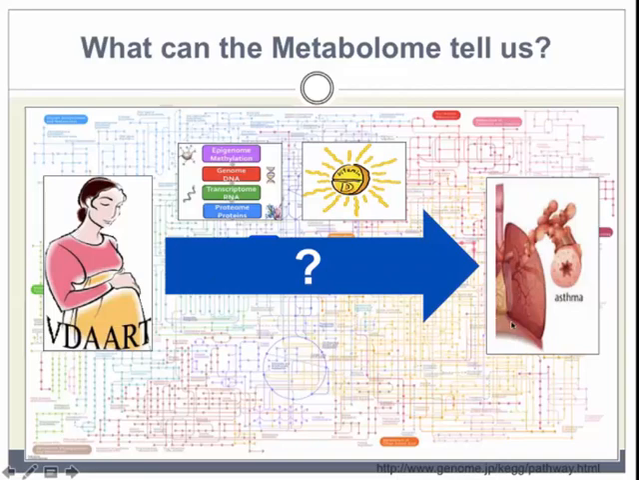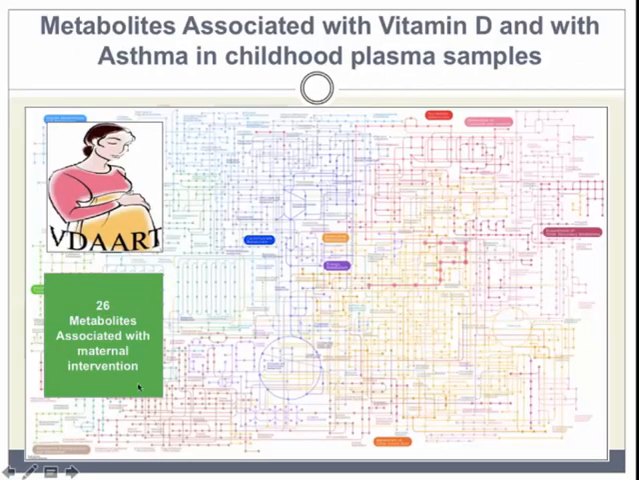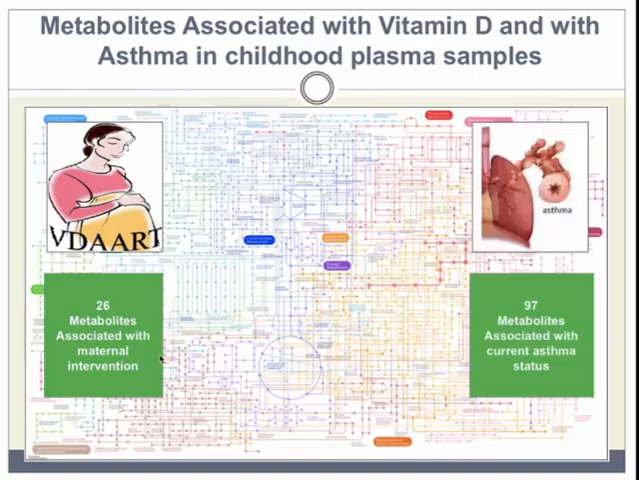So how would we even go about doing this? Well, the first way we went about doing this is really just asking the question, what metabolites are associated with the intervention of vitamin D during pregnancy? And what we saw was there were 26 metabolites associated with this maternal intervention. And can we identify metabolites that are associated with current asthma status? And the answer is yes. We identified 97 metabolites that were associated with current asthma status.